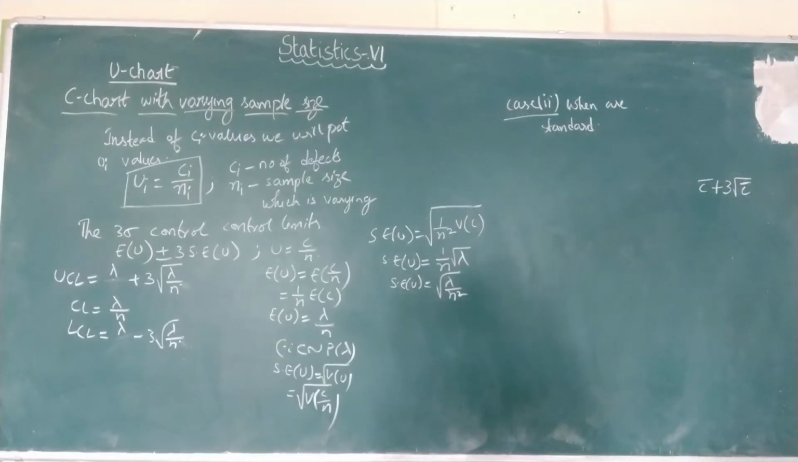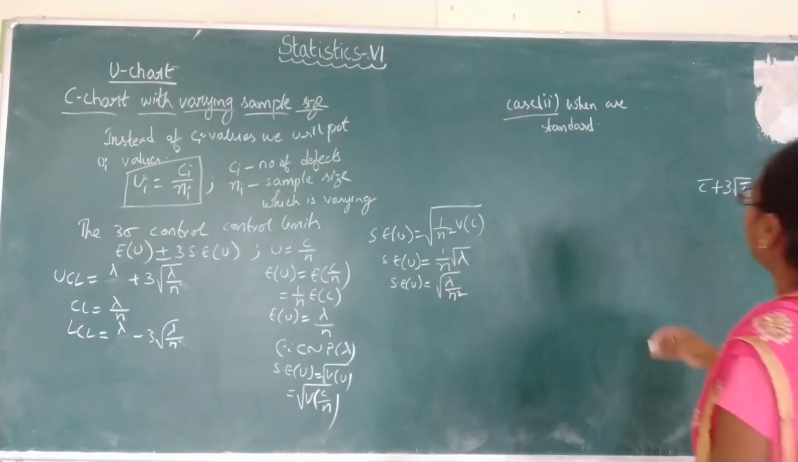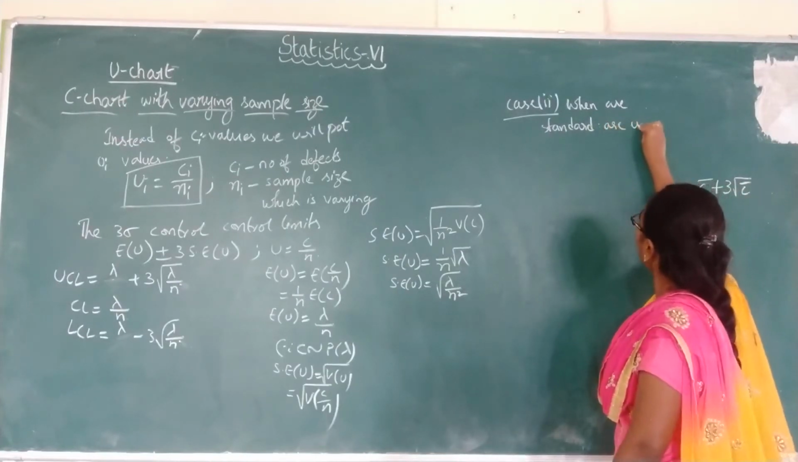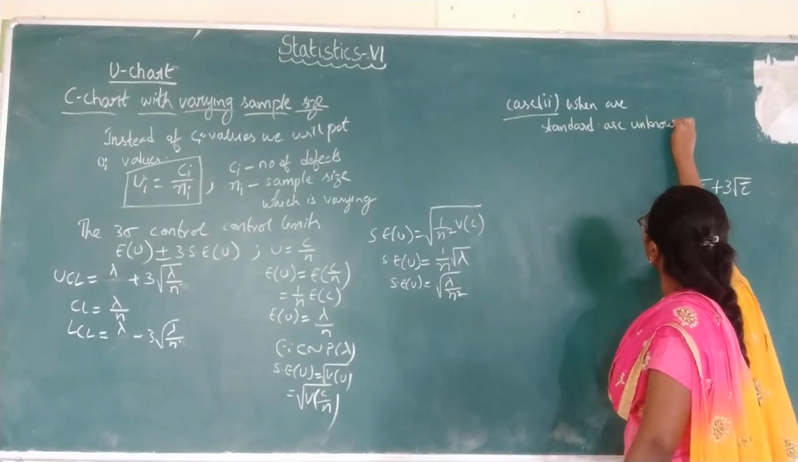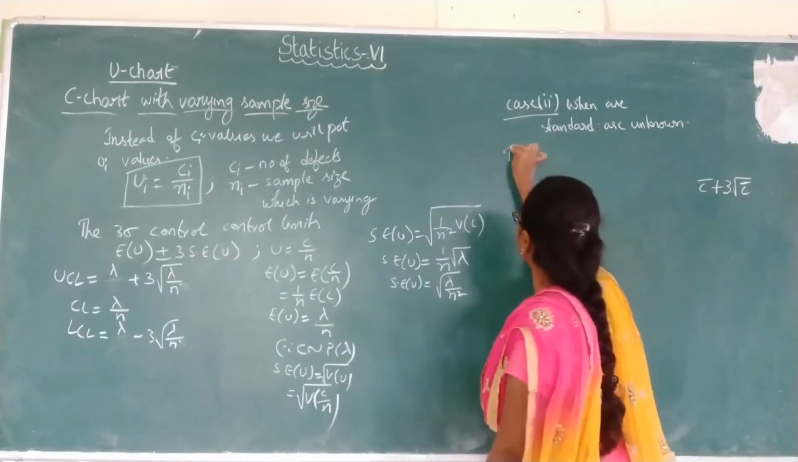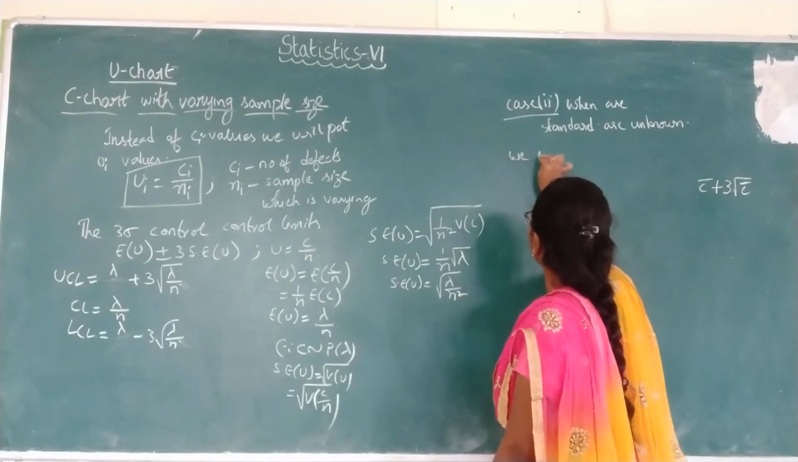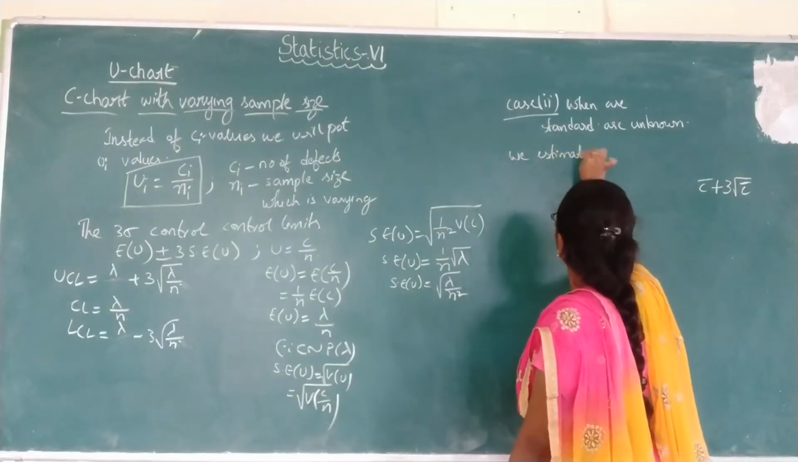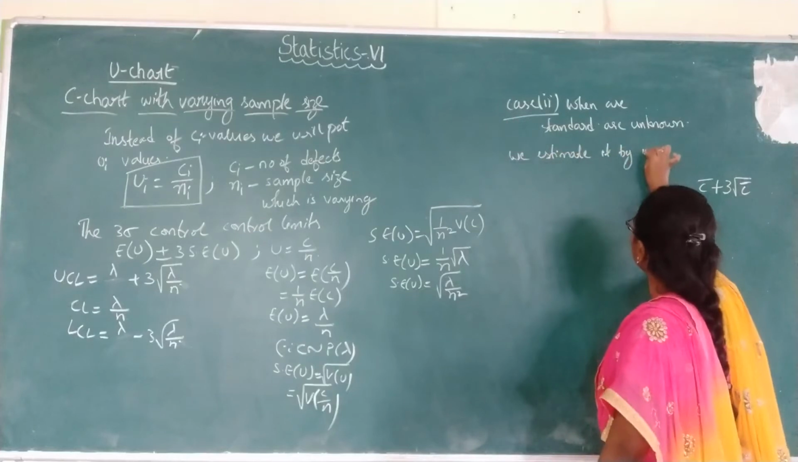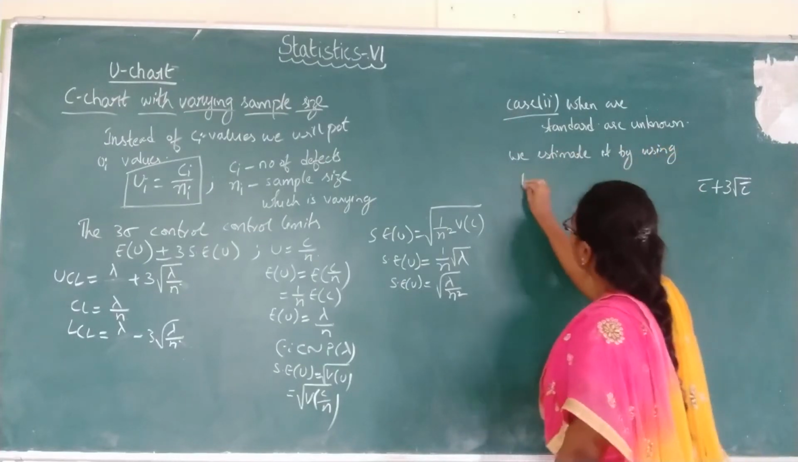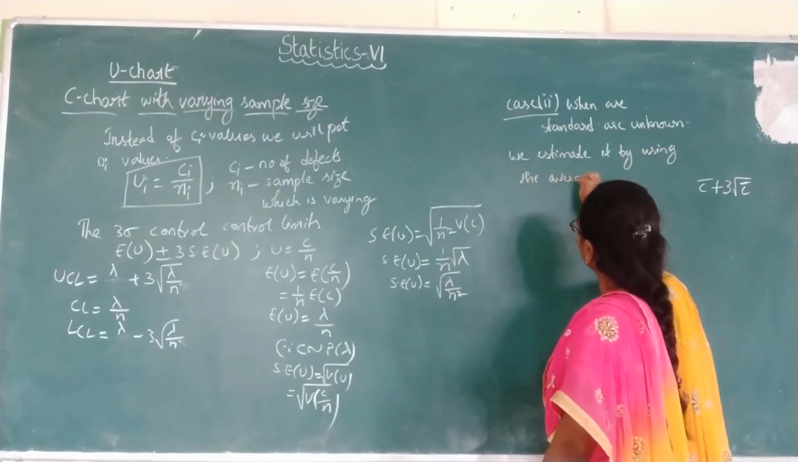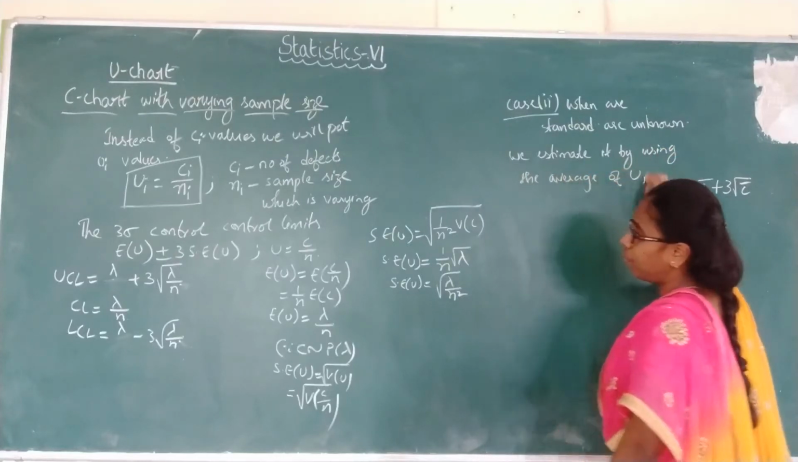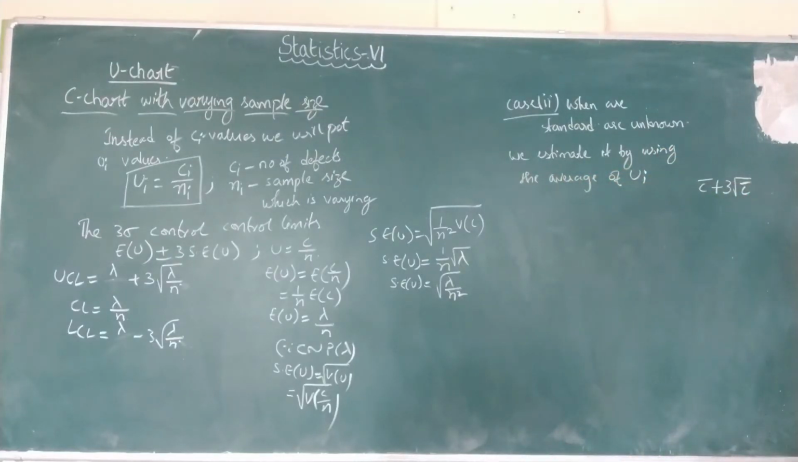So if lambda is unknown, we will be estimating it by using the average of the ui values. When the standards are unknown, how will we find the 3 sigma control limits? We estimate it by using the average of ui. So we will be using the average of ui.